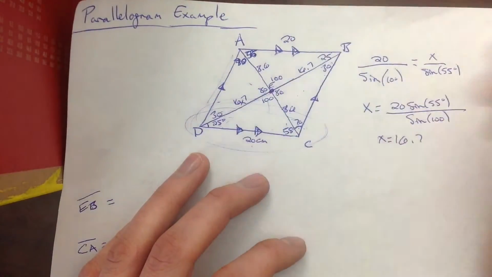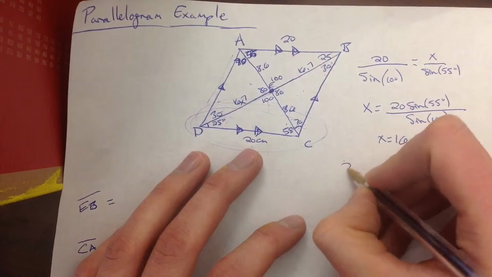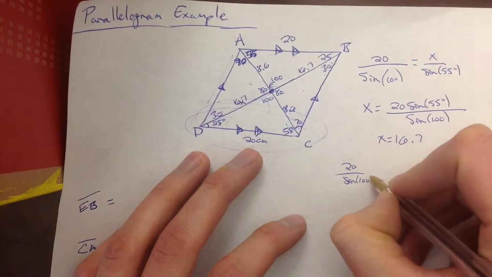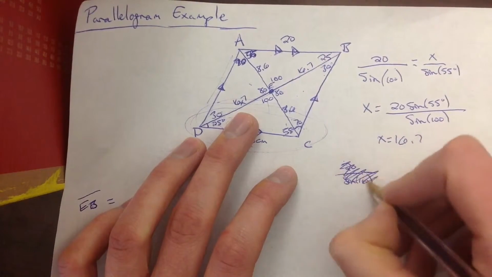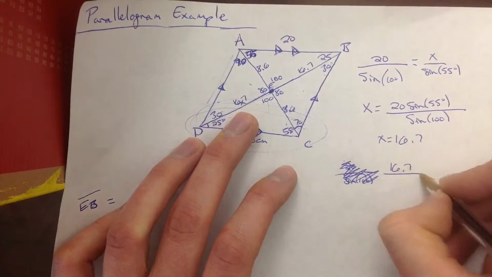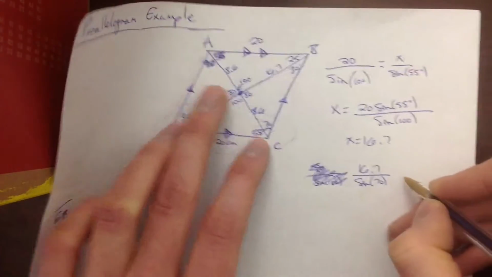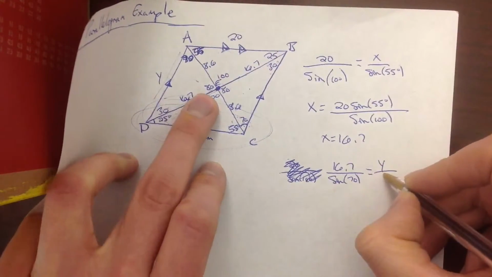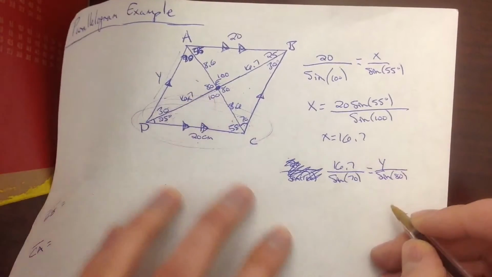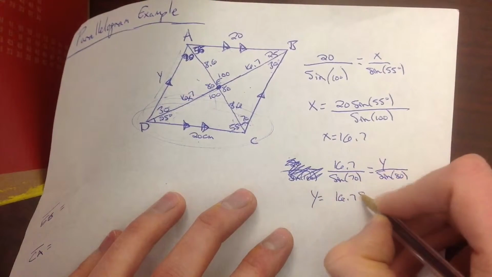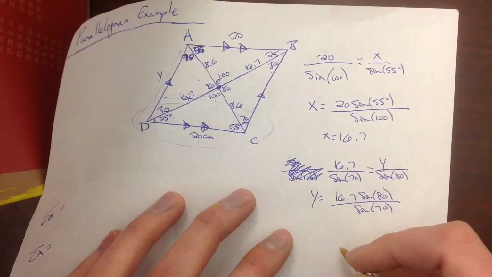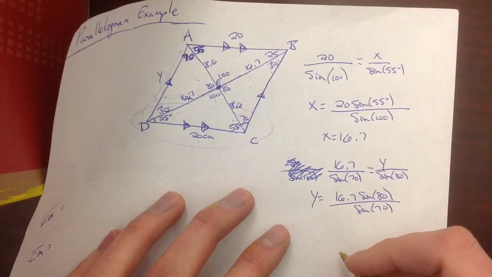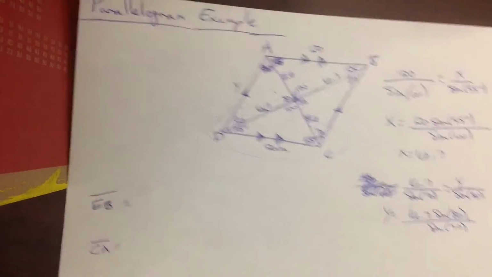To find this outer one, we just do the same thing. We could say 20 sine of 100, 16.7, scratch that, wrong triangle, 16.7 sine of 70 equals, let's call this y, y over sine of 80. So y equals 16.7 sine of 80 all over sine of 70. Well, these angles are so close in value that we end up with something close to 20 again.